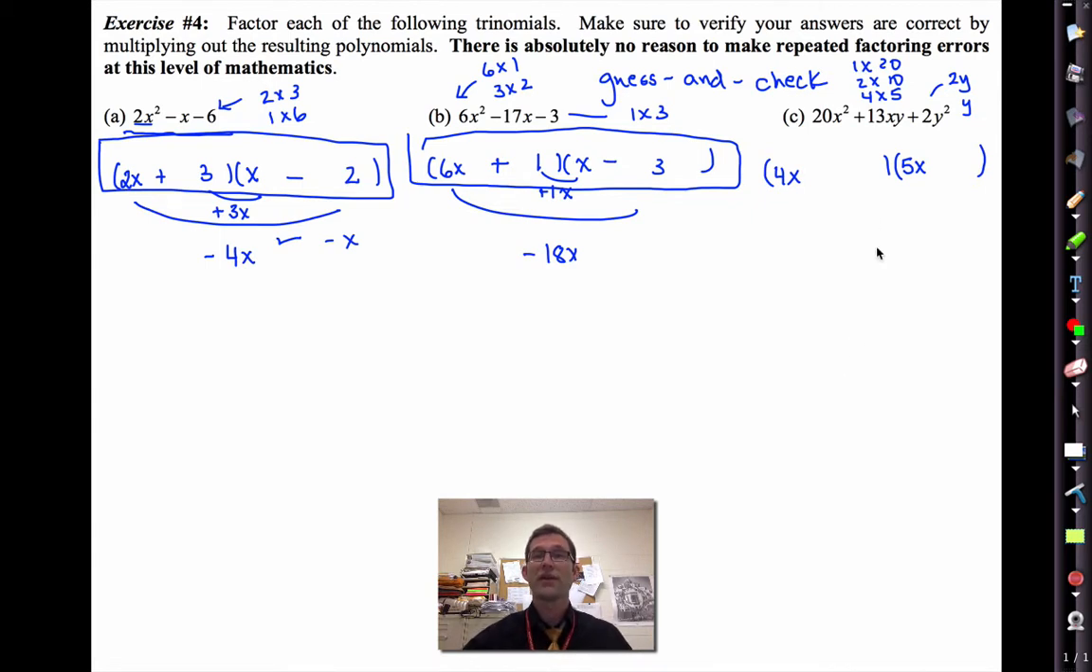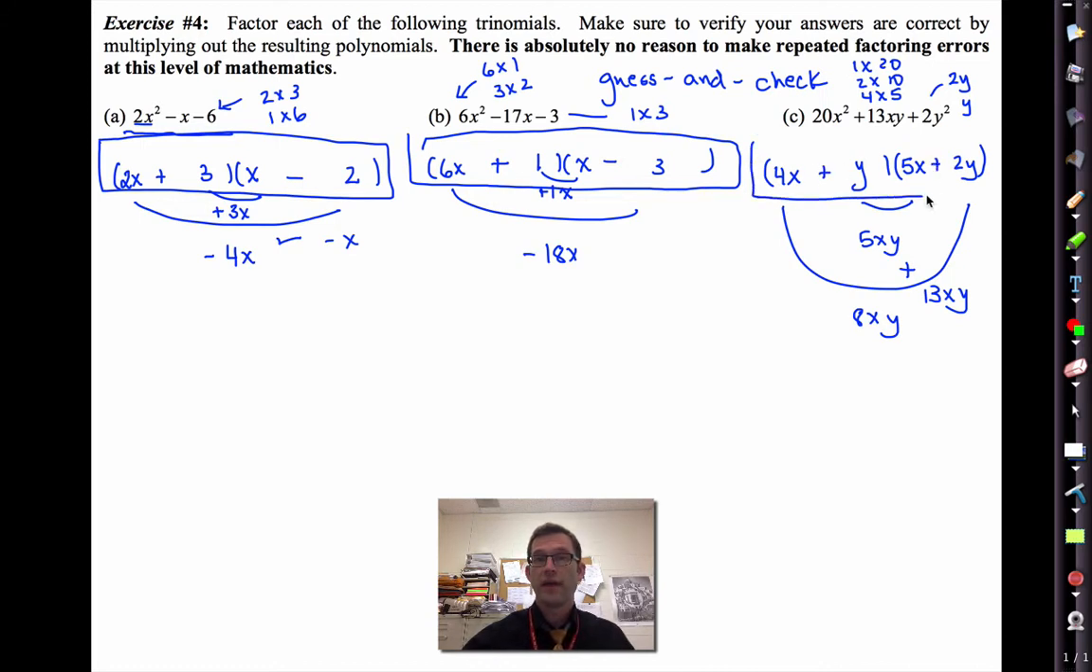right? There's no getting around it, and the 2 can't go here. So I do this, 2y and y. Let's take a look. 5xy, 8xy. When you add those together, you get 13xy, so that's the correct guess. And there's our final answer.